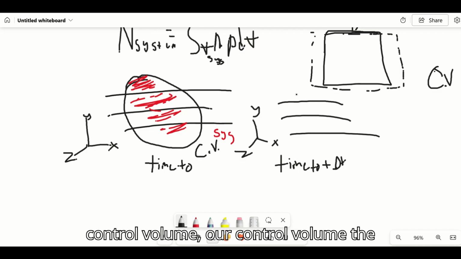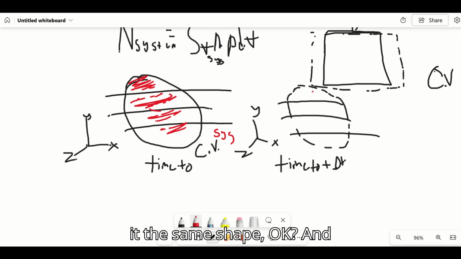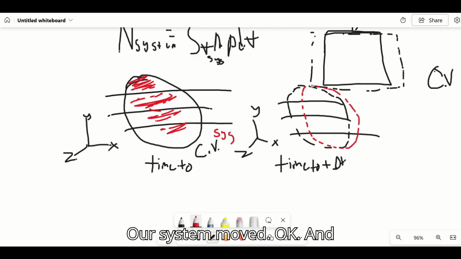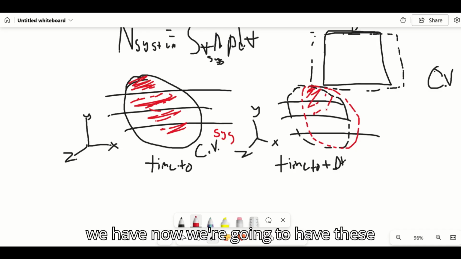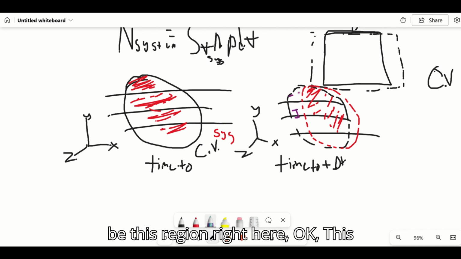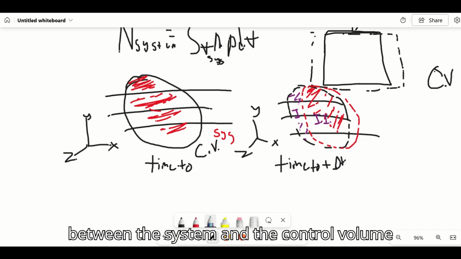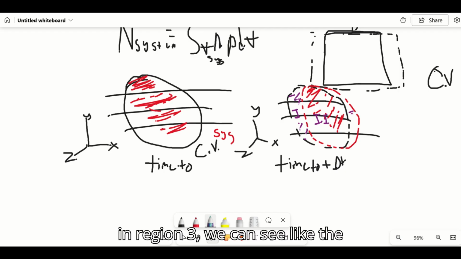We're going to have our control volume. Our control volume is the same. I'm trying to make it the same shape. And our system moved. Now we're going to have these three regions. Region 1 is this region right here, this surface that's right here. Region 2 is the overlapping surface between the system and the control volume. And region 3, we can see the system's ahead.